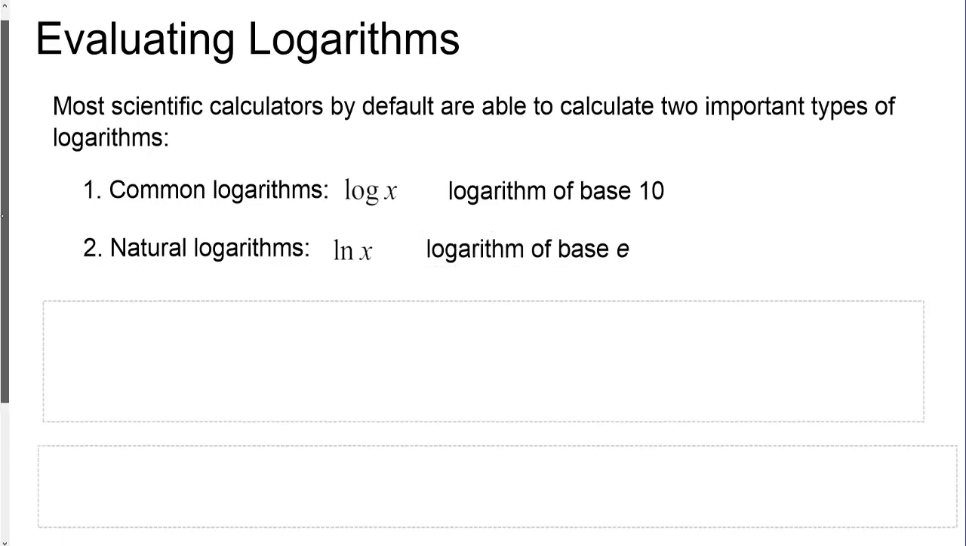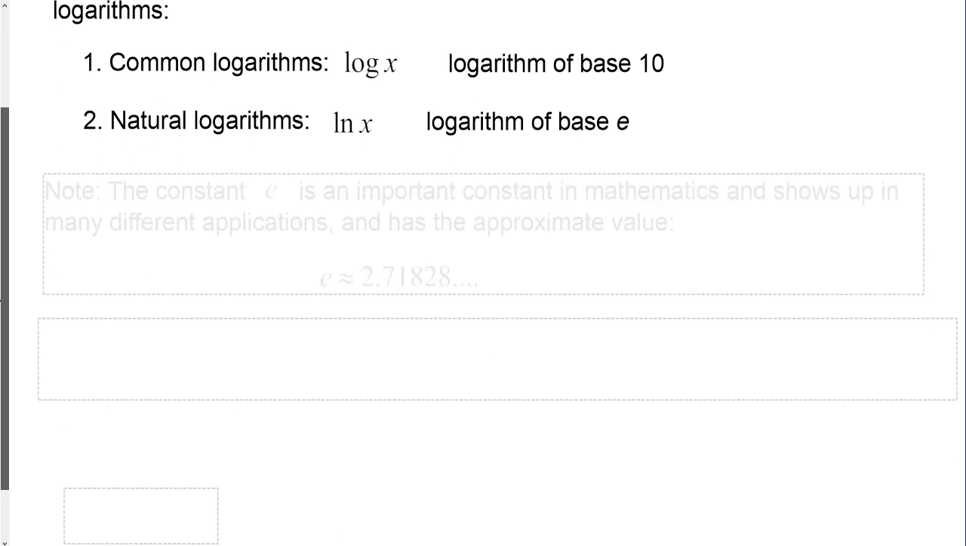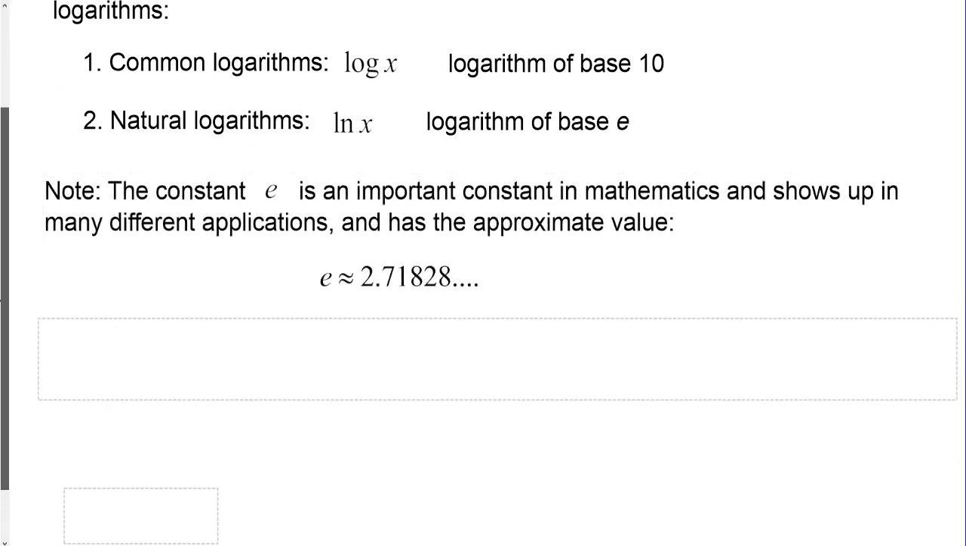And e is a little bit strange, I'm sure, if you haven't seen it, but the constant e is an important constant in mathematics, and it shows up in many different applications and has the approximate value of 2.71828, and it actually goes on forever, similar to pi. The decimal goes on forever and it never forms a repeating pattern. The same thing for e. E just kind of shows up in different applications than pi, but you can kind of consider them the same sort of concept.